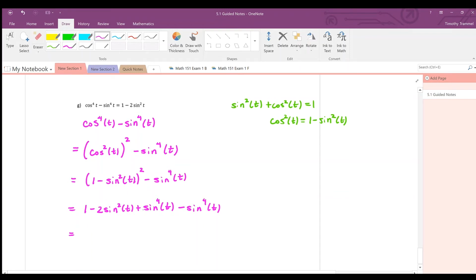So I see a sine to the fourth and a sine to the fourth canceling, so we're just left with 1 minus 2 sine squared of t, and we are done.